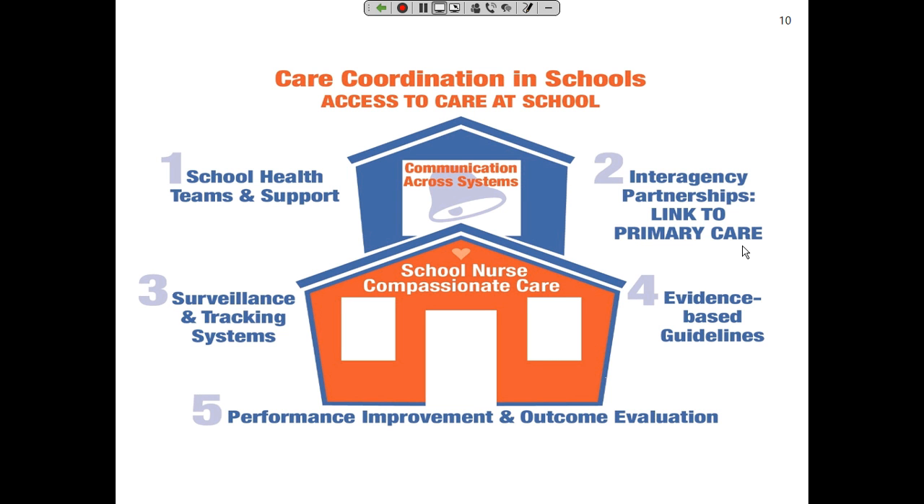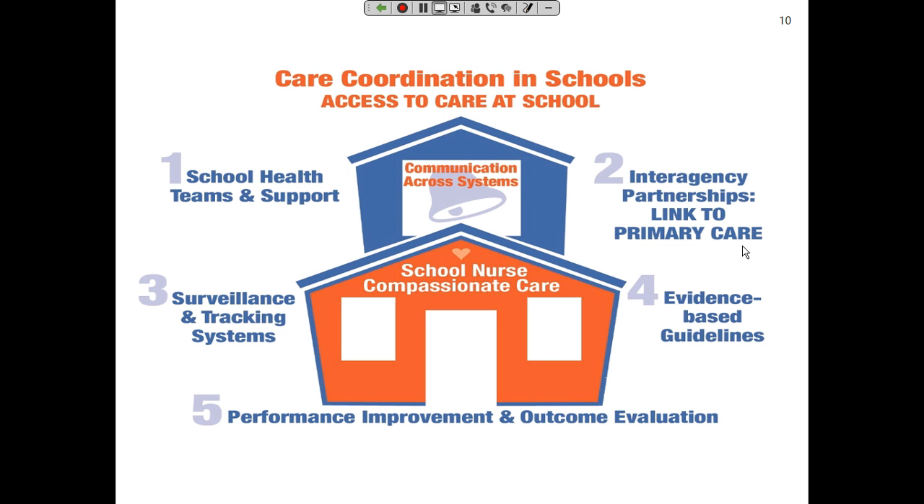Number 3 is surveillance and tracking, and so this is so you can look at a systems level and begin to really know what the outcomes are for students and families related to care coordination, and of course using evidence-based guidelines. The important and key thing about evidence-based guidelines is that you make it explicit and clear which evidence-based guidelines you're using, cite them and note them, so that all members of your school health team and your interagency partnerships know what evidence-based guidelines you're working on, and also that you time the evidence-based guidelines for review and renewal, so you're not using outdated guidelines.